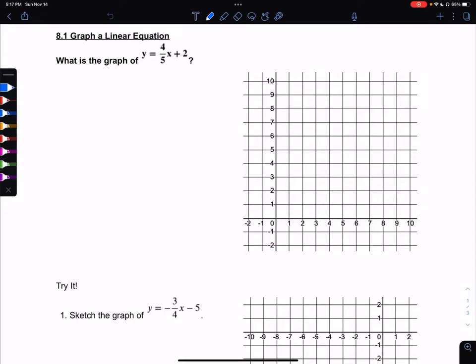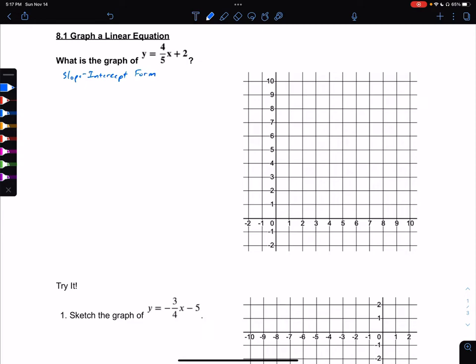Here we're going to look at topic 8, example 1, where we graph a linear equation. So straightforward, what is the graph of y equals 4/5 x plus 2? And what we want to know is that this equation is in slope-intercept form. All right, so we have slope-intercept form here.